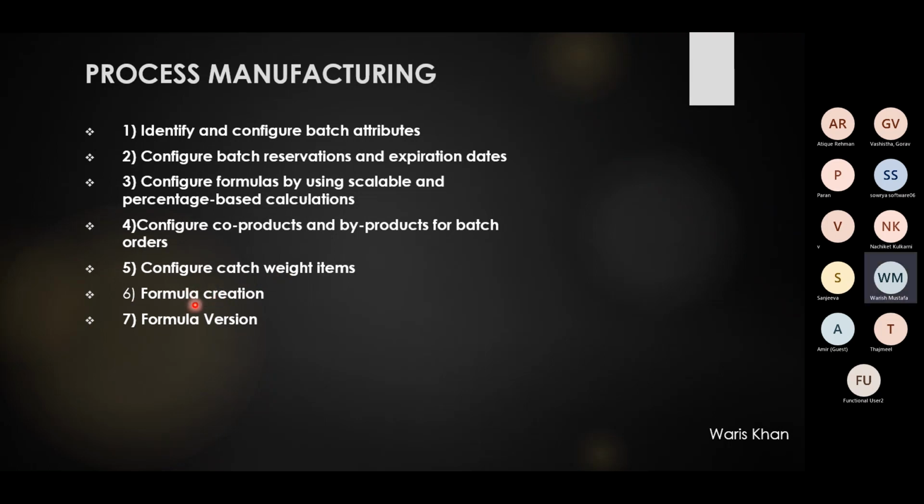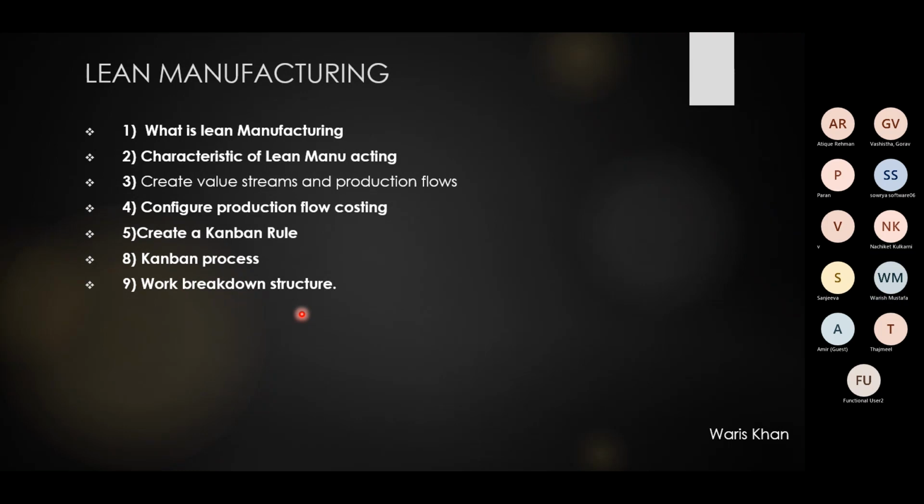In process manufacturing, we are using the formula and formula version. But in discrete manufacturing, we are using the BOM and BOM version. In process manufacturing, we are going to create a batch order. In discrete manufacturing, we are going to create a production order. That is the difference.